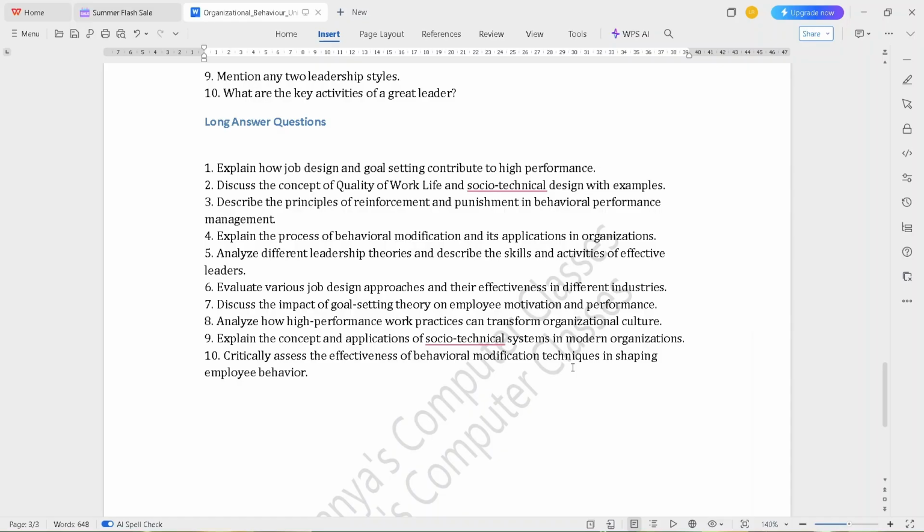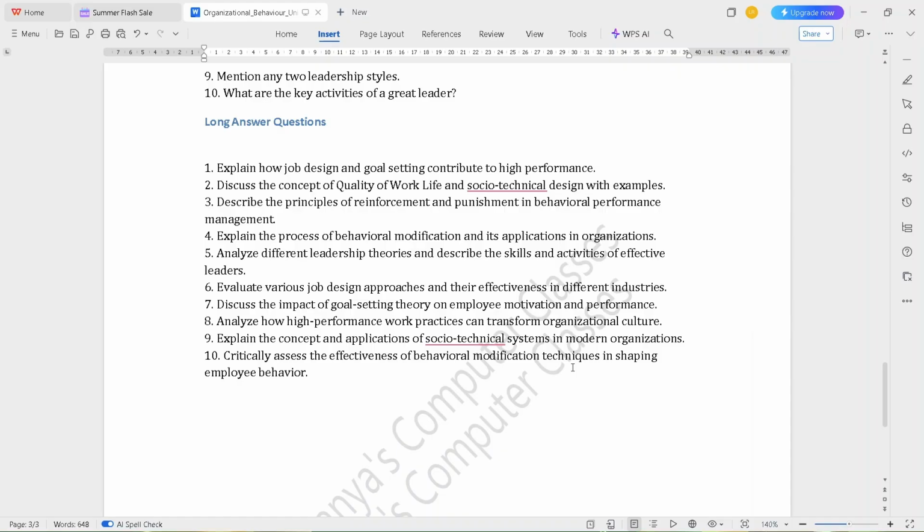Analyze different leadership theories and describe the skills and activities of effective leaders. Evaluate various job design approaches and their effectiveness in different industries. Discuss the impact of goal setting theory on employee motivation and performance. Analyze how high performance work practices can transform organizational culture.